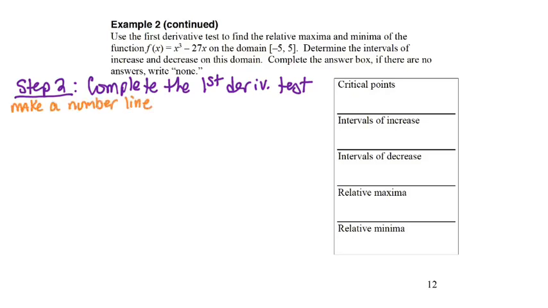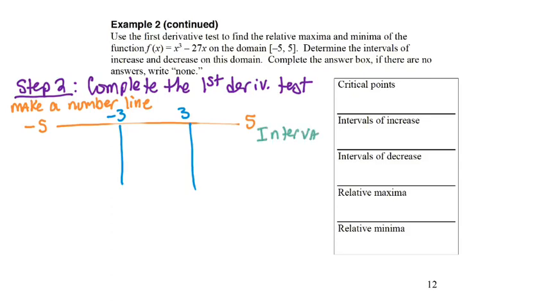Now usually it's negative infinity to positive infinity, but because we're told we have the domain of negative 5 to positive 5, my number line goes from negative 5 to positive 5, and I want to list my critical values at the top. We found negative 3 and positive 3 to be our critical values. So I put them in numeric order on my number line and draw lines below them to kind of divide this table up. I need to know what intervals this creates.